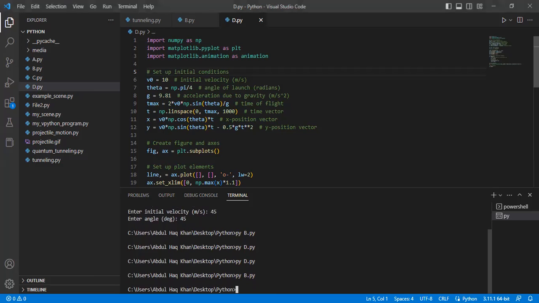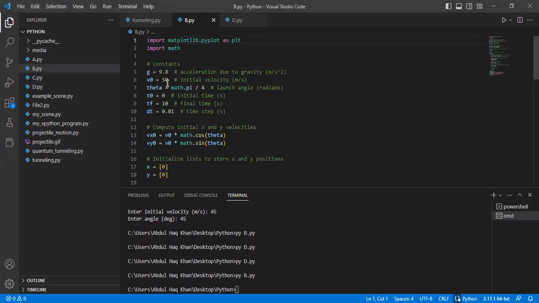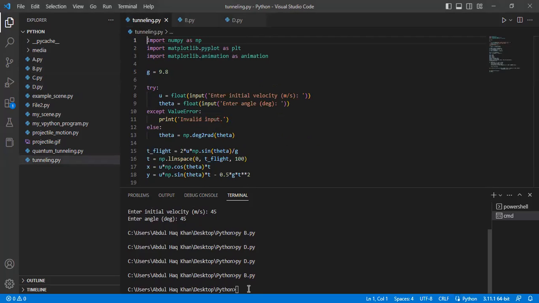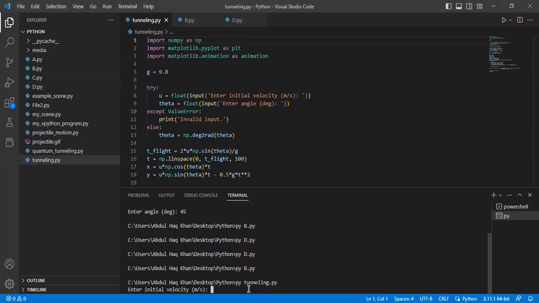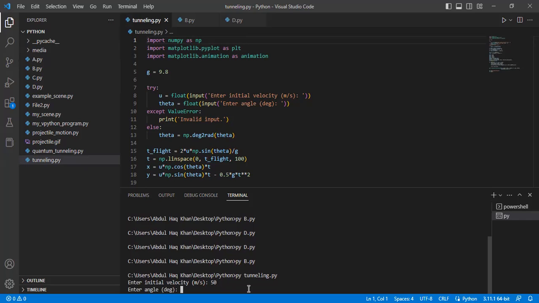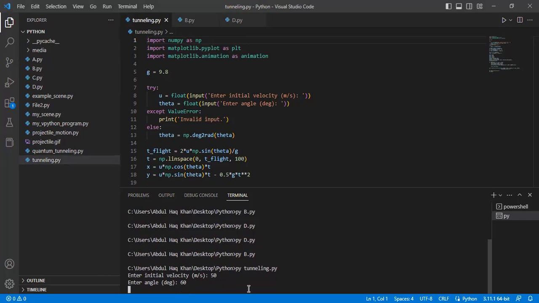In this case, I have set the initial velocity in code B to 50 meters per second and theta to 45 degrees. The third one is also present here. Let's see what result is expected after running this code. It will ask us for the values. For example, I am going to put the initial velocity at 50 meters per second, and it is asking for the initial angle. Suppose I put the angle as 60 degrees. Let's see what result will happen.